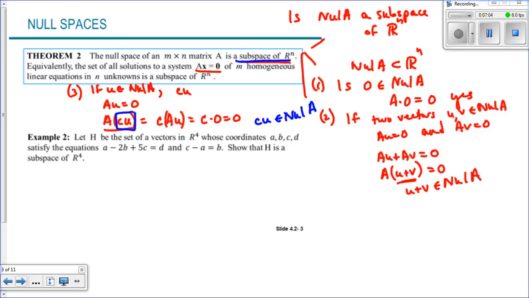So that means then that if we take the set of all solutions of a homogeneous equation where you have m equations and n unknowns, that will be a subspace of Rn as well. Okay, so now let's look at H, the set of all vectors in R4 whose coordinates satisfy this. We want to show that H is a subspace of R4. So if H is the set of all vectors that satisfy this, that means that H has to also satisfy A minus 2B plus 5C minus D equal to 0, and A minus B plus C equal to 0.